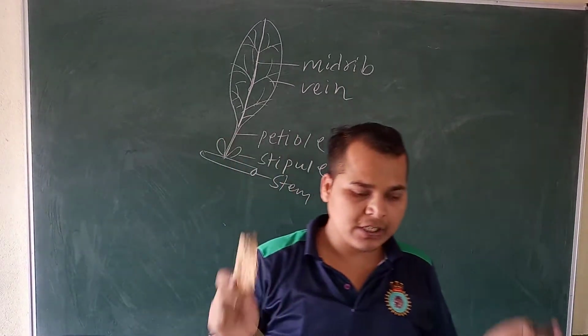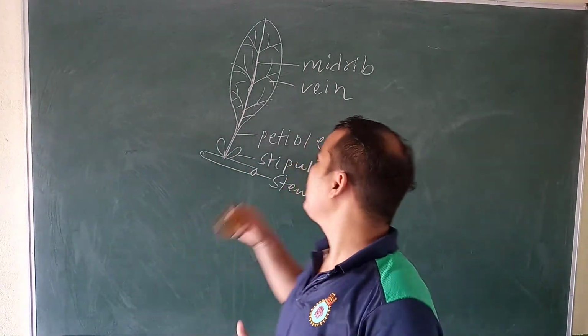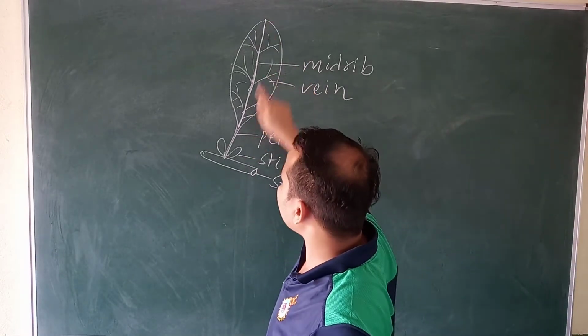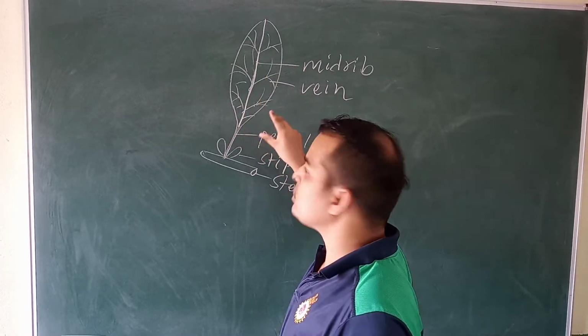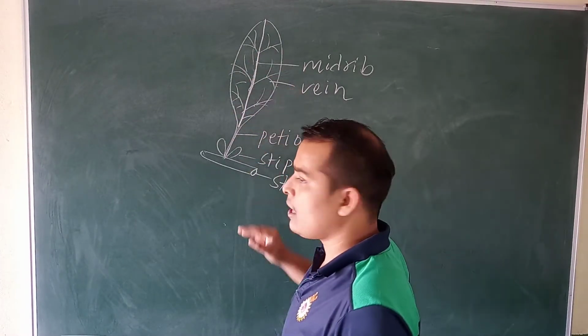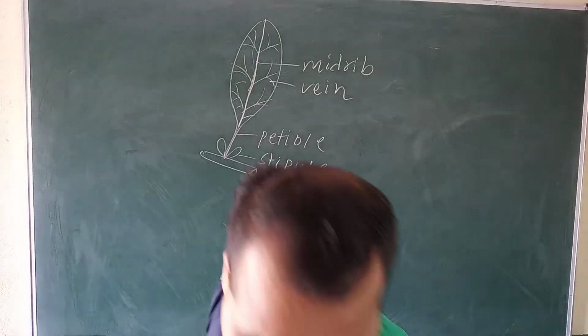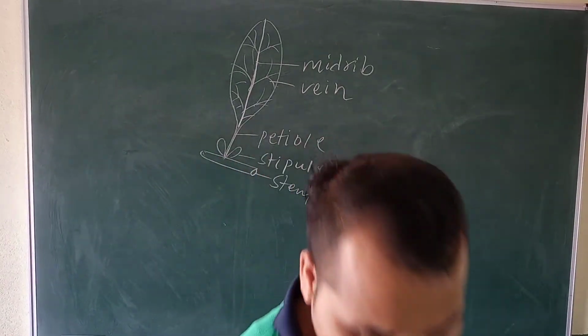So this is about the leaf and what the functions of the leaf are. The midrib supports the leaf, and the veins transport the food material and water to every part of the leaf. Yes or no? So according to the structure, leaves are of two types. Okay.